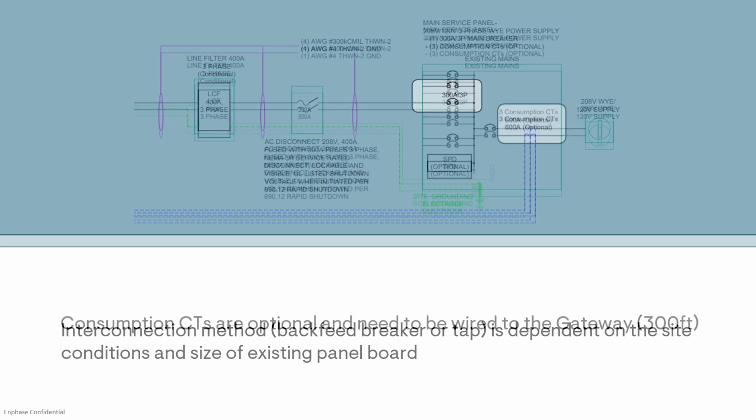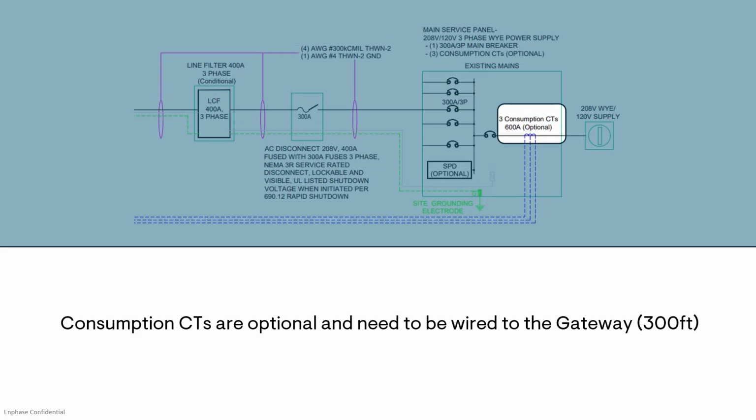Interconnection method, either a backfeed breaker or a tap, is dependent on site conditions and the size of the existing panel board. Consumption CTs are optional, but if your site requires power export limiting or zero export, you will need to install consumption CTs. The consumption CTs that are compatible with the IQ Gateway Commercial Pro are only rated for 600 amps. So if your service entrance is larger than 600 amps, you can use a remote meter that can be paired with the IQ Gateway Commercial Pro.